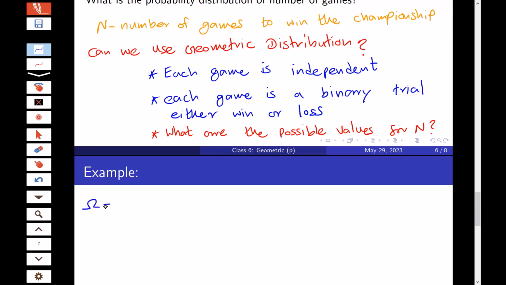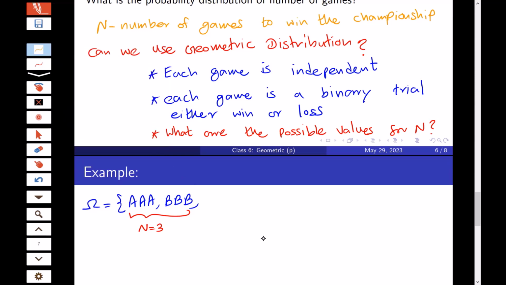Let's write down the omega. Okay, so we can play 3 games. Then either A wins all 3 or B wins all 3. A winning means B loses, B winning means A loses. So these are the possibilities of playing 3 games. In this case, N equals 3. We are playing only 3 games.